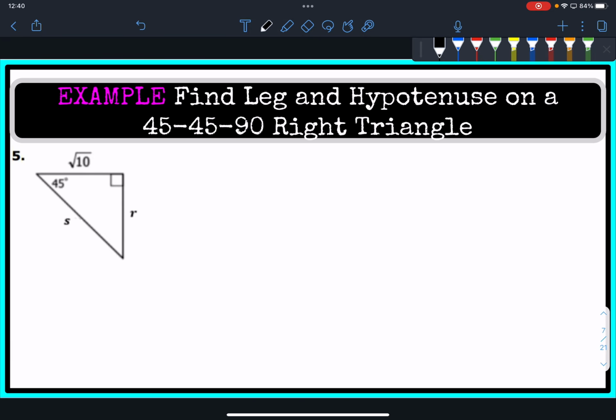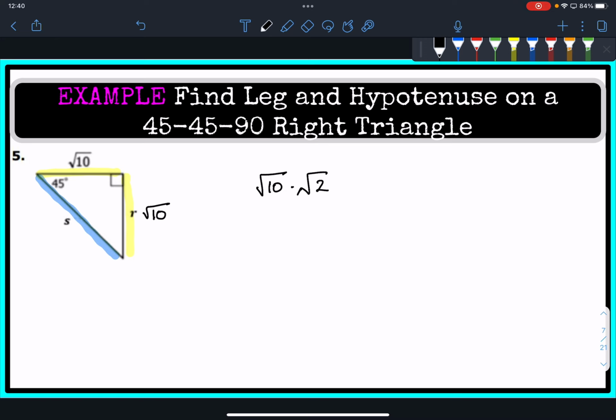So let's do another example where they give us the leg. Here it's going to be a different number, the square root of 10. So here they're giving us the leg. That means that this leg R is also going to measure the square root of 10. And the way we're going to figure out the hypotenuse is by multiplying. So we're going to get the square root of 10 and multiply it by the square root of 2.